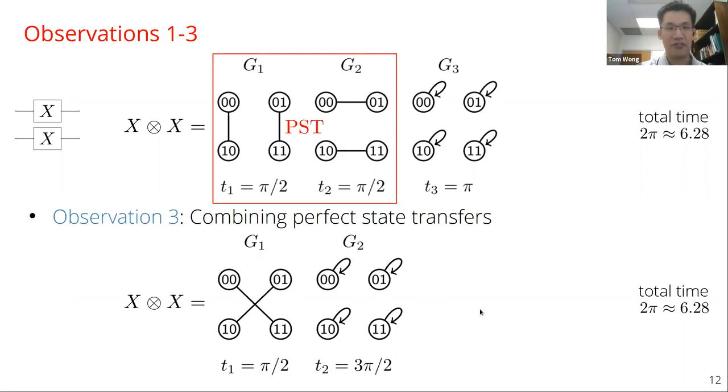So altogether, if you combine all 3 of these observations, the total improvement is that we went from 4 graphs to 2. So we have 50% fewer graphs. And the total speedup is a 50% speedup because you went from a time of 4π to 2π. All right, so that's the first 3 of the 6 observations.